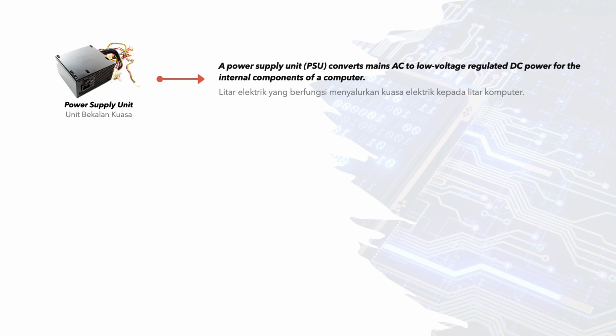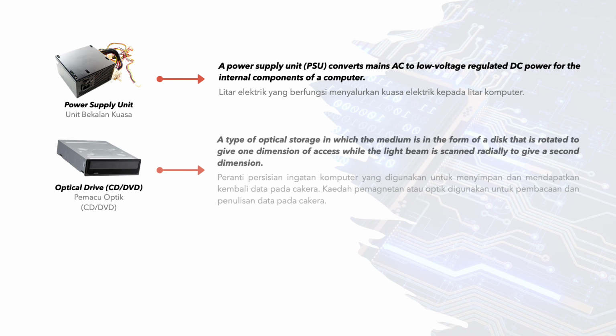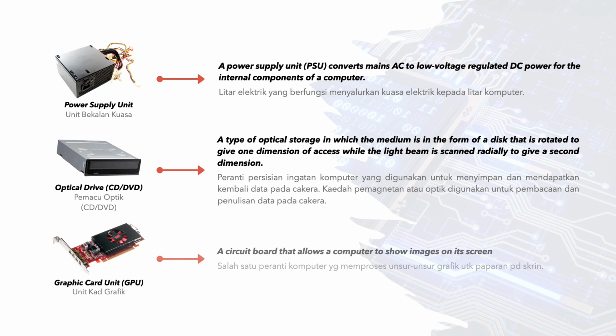Power supply unit. A power supply unit, PSU, converts mains AC to low voltage regulated DC power for the internal components of a computer. Optical drive. A type of optical storage in which the medium is in the form of a disk that is rotated to give one dimension of access while the light beam is scanned radially to give a second dimension. Graphic card unit. A circuit board that allows a computer to show images on its screen.